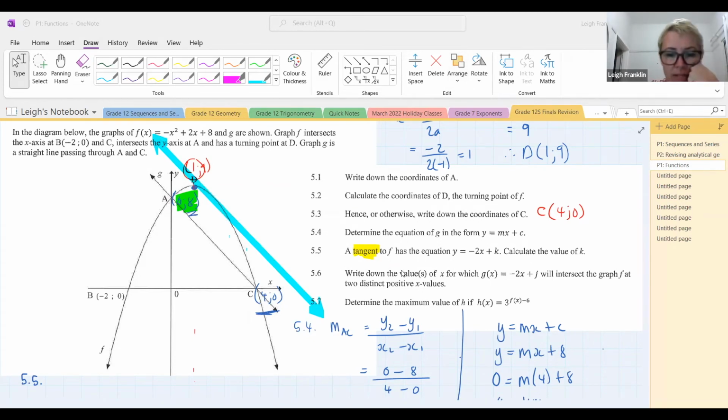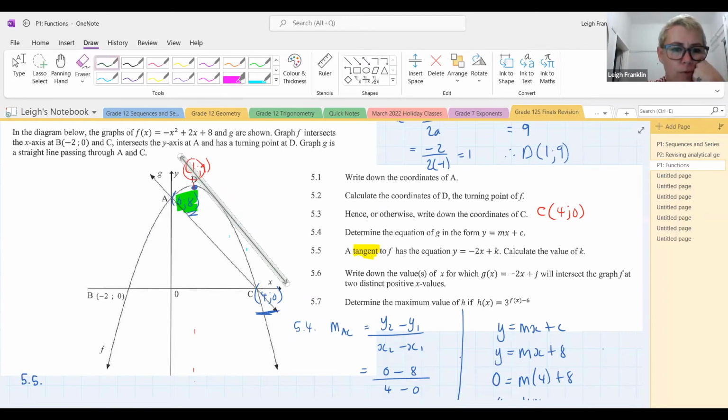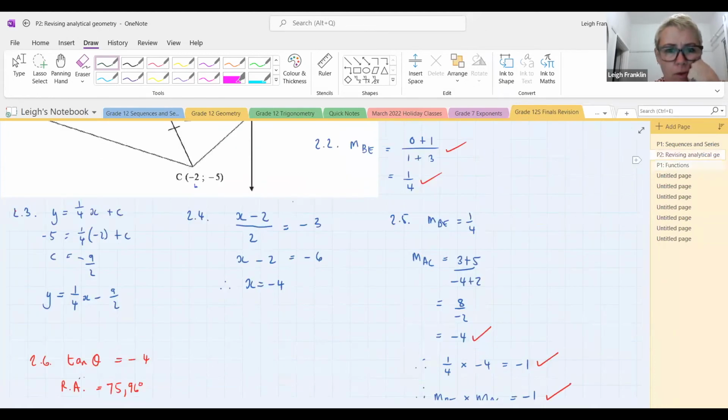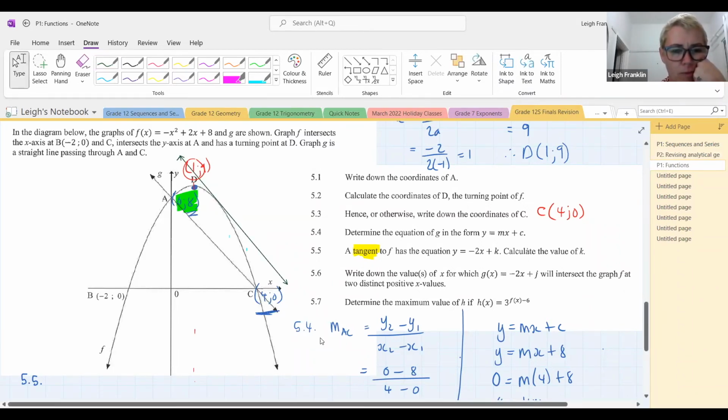Okay, so maybe mine is a little bit thick and it looks like it's touching it twice. Let me make it a little bit thinner. Hang on a second. Sorry, let me see if I can grab hold of this line. There we go.